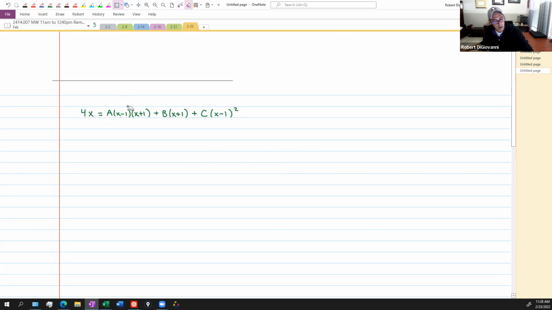Here's what we do. We will multiply everything out, okay? So that means I'm going to FOIL that together. I'm going to distribute the B through. I'm going to expand that out. This becomes 4x equals A, and then when I multiply those two out, I get x squared minus 1. I hope you're comfortable with the idea that this FOIL becomes x squared minus 1. Plus bx plus b, and then over here plus c, and then if I multiply x minus 1 times x minus 1 and expand that out, you'll get x squared minus 2x plus 1.